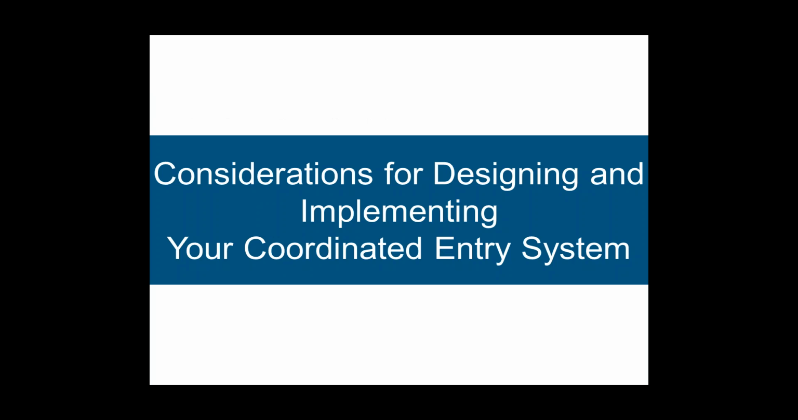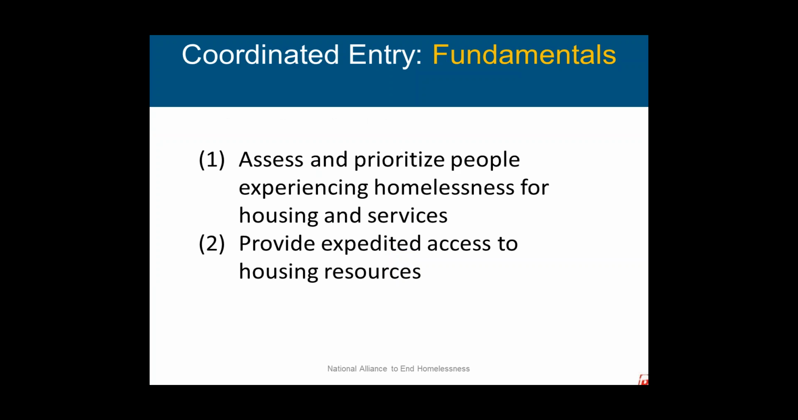So the coordinated entry will look pretty different in every community based on your population, your geography, available resources. There's some common elements that really allow for an effective coordinated system that every community should have. At minimum, your system should assess and prioritize people experiencing homelessness for housing and services in the same way, and provide expedited access to housing and resources.